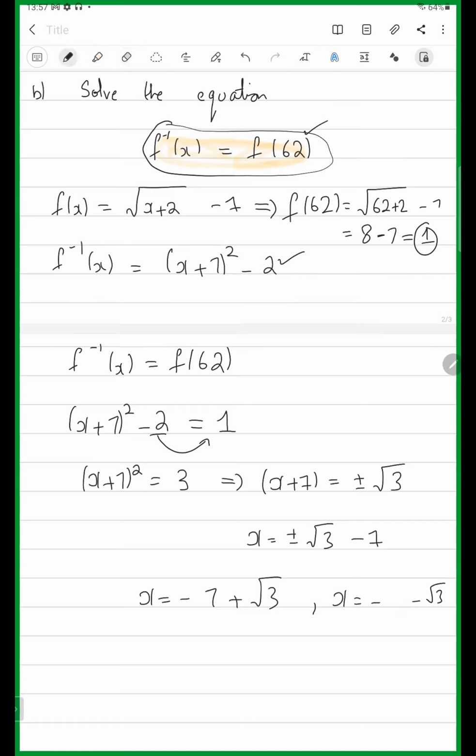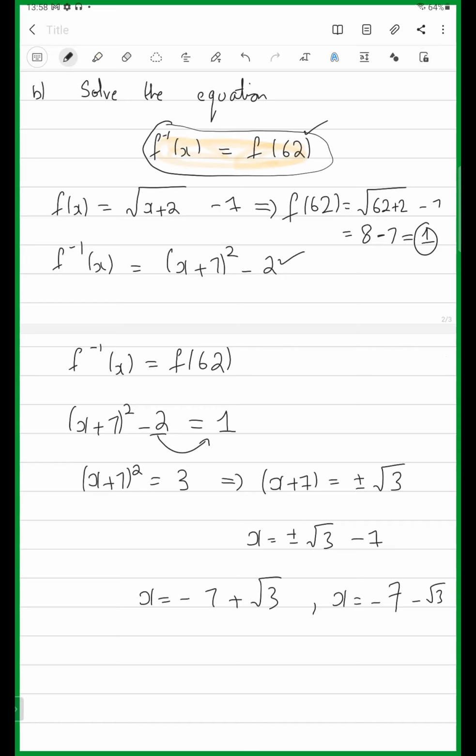Yes, any confusions over here? Anything that you were not able to understand? Ma'am, when writing the answer, wouldn't we further solve it and write one value for x? Like you're saying minus 7 plus root 3, the calculated value of this thing by plugging in the values and writing down the decimal?